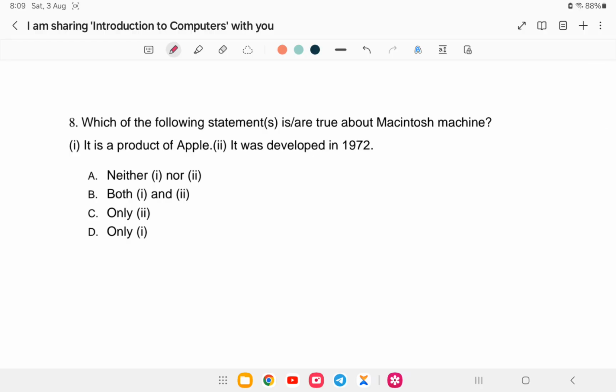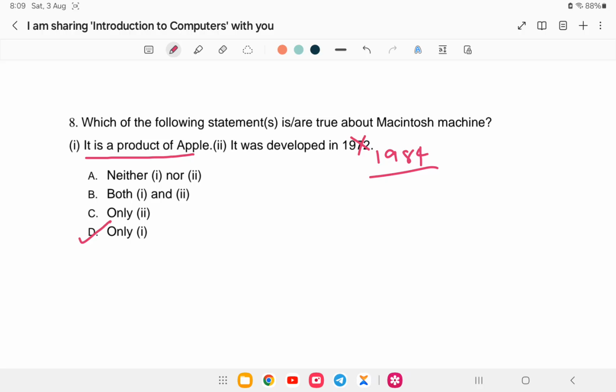Which of the following statements is or are true about the Macintosh machine? Number 1, it is a product of Apple and it was developed in 1972. The Macintosh machine is a product of Apple, so statement 1 is correct, but it was not developed in 1972. It is 1984. So the only correct option is 1, that is option number D.